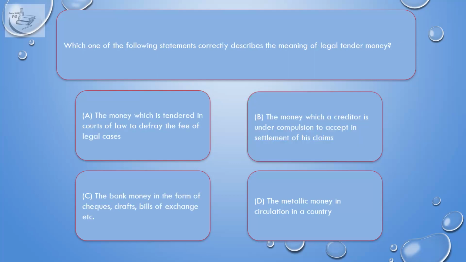Question: Which one of the following statements correctly describes the meaning of legal tender money? A. The money which is tendered in courts of law to defray the fee of legal cases. B. The money which a creditor is under compulsion to accept in settlement of his claims. C. The bank money in the form of checks, drafts, bills of exchange etc. D. The metallic money in circulation in a country.